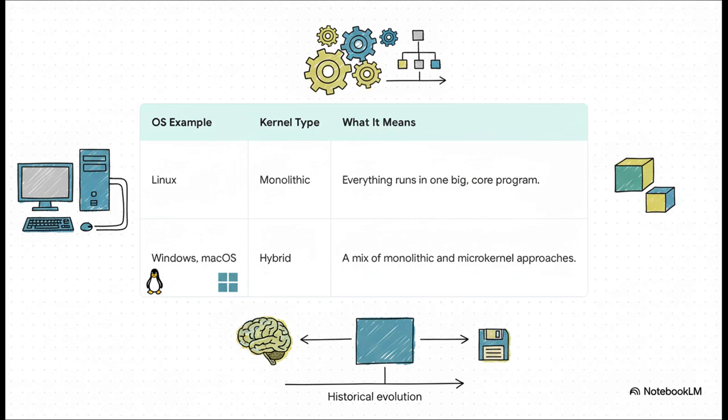A monolithic kernel, like the one in Linux, is like a manager who does everything themselves in one huge, super efficient program. It's a big reason Linux is so famously fast and stable. On the other hand, you have a hybrid kernel, which is what you'll find in Windows and Mac OS. It's more of a mix. It keeps the really critical stuff for itself, but delegates other tasks out. This makes it a bit more flexible. Each style has its own pros and cons when it comes to performance and complexity.